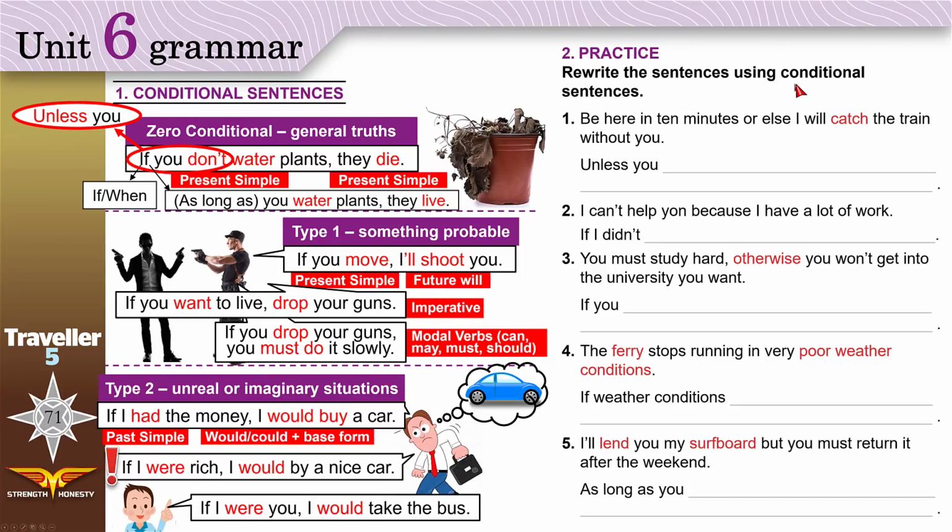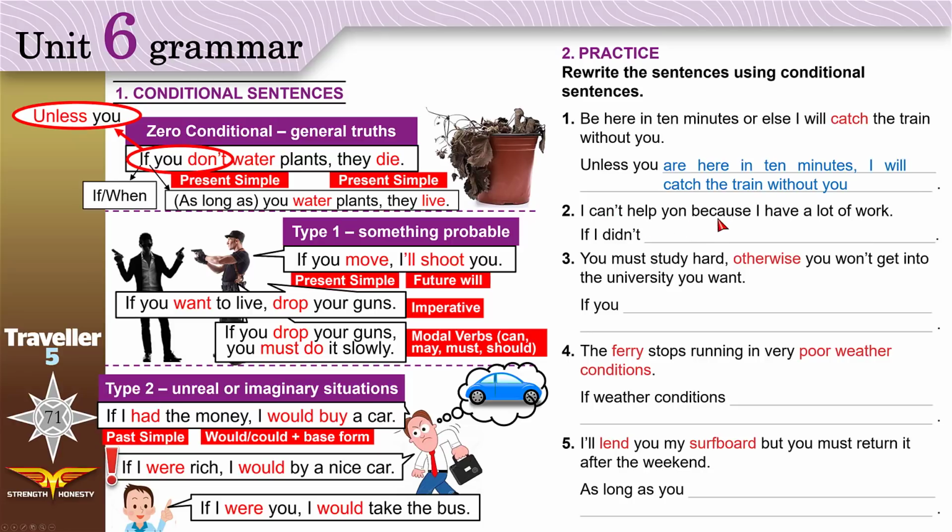Rewrite the sentences using conditional sentences. One: Be here in 10 minutes or else I will catch the train without you. Catch the train means I'll get on that train before it leaves. Use unless. You can use if you don't or if you are not here. Here, if you are not here in 10 minutes, I will catch the train. Or unless you are here in 10 minutes, I will catch the train without you.